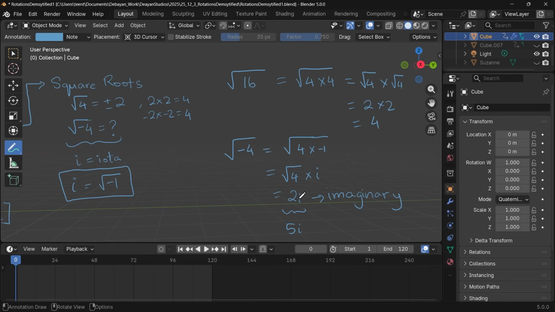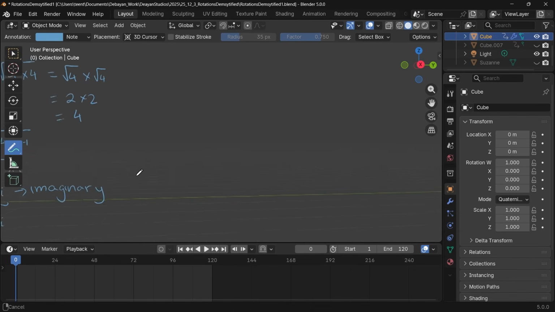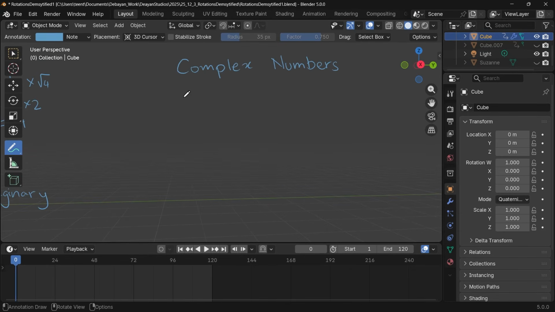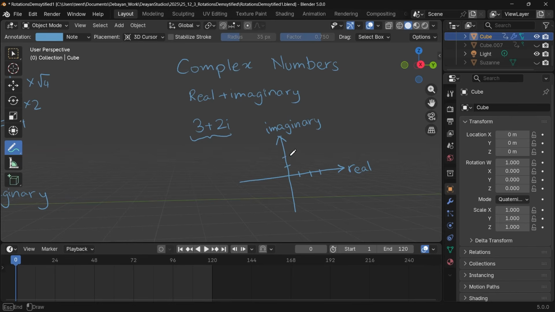But this now brings us to complex numbers. Complex numbers are essentially real numbers plus imaginary parts. An example could be 3 plus 2i. This together is a complex number. Mathematicians represent this on something called the Argand plane, where you have a real axis and an imaginary axis. So if you were to represent 3 plus 2i, it would be 3 units on the real axis and 2 units on the imaginary axis.